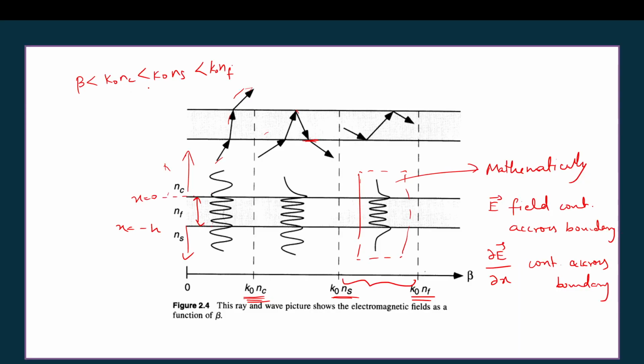And then for x less than minus h, in this region, we will again have an exponentially decaying solution. So this is the form of the equations for the solution of the electric field that we are expecting. Now let us start by applying the boundary conditions.